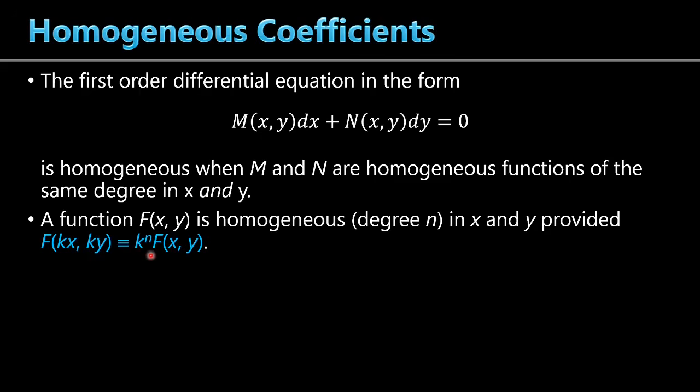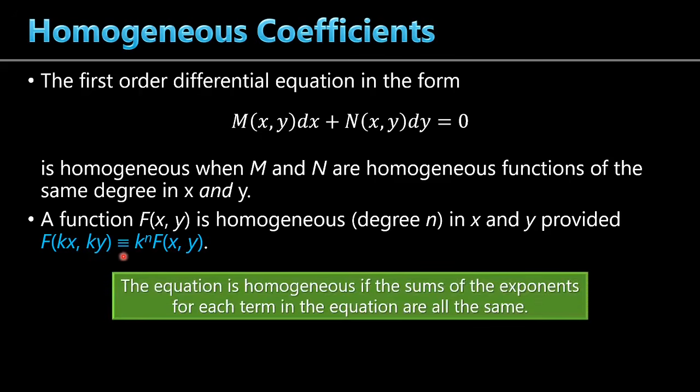But what is the meaning of this relation? To make it simpler, I'd like to say that the equation is homogeneous if the sums of the exponents for each term in the equation are all the same. This is another way of stating this somewhat complicated expression. If you cannot comprehend this expression, it's okay. Ang ibig lang niyang sabihin, kapag ang sum ng mga exponents sa bawat isang term ay pare-parehas, ang equation ay homogeneous.